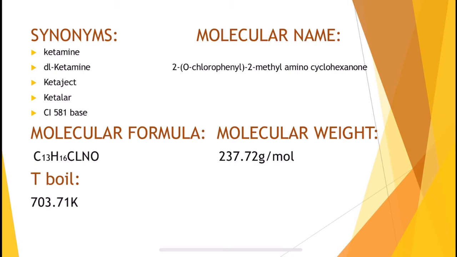So we'll move on and talk about the molecular formula. The molecular formula is C13H16, 1 chlorine atom, 1 nitrogen and 1 oxygen atom. We have discussed that the chlorine atom is attached to the second position of the phenyl group, whereas the nitrogen atom is present in the methylamino group and the oxygen atom is also present on the cyclohexanone forming a ketonic group. The temperature at which it boils is 703.71 Kelvin. The molecular weight is 237.72 gram per mole, which is, I think, on the heavier side if you compare it to the compounds that are present near us like water. The molecular weight of water is 18 gram per mole, which is, I think, 13 or 17 times less than the molecular weight of ketamine.